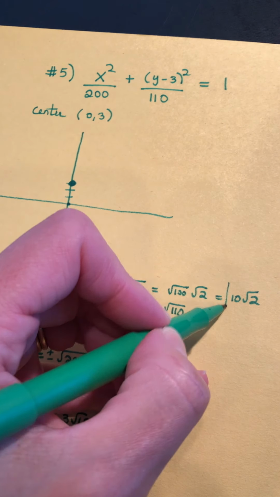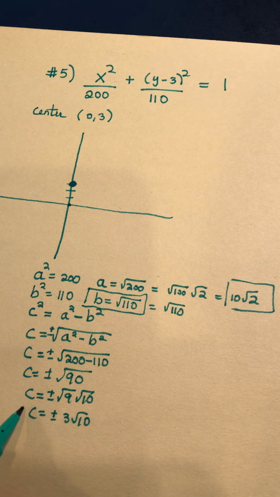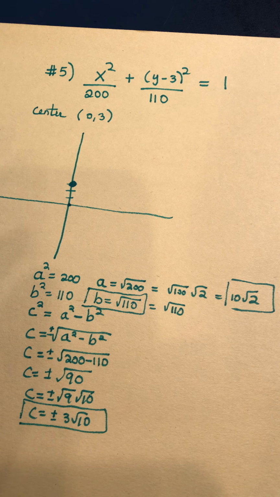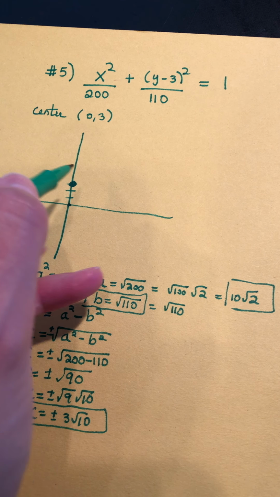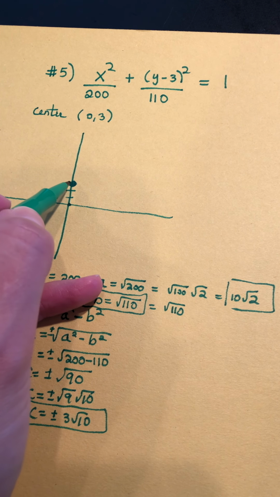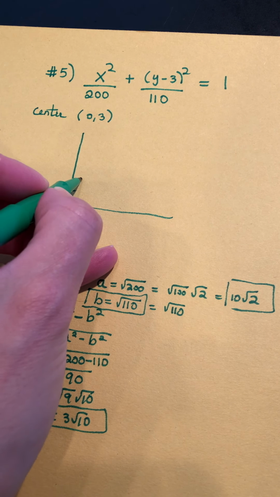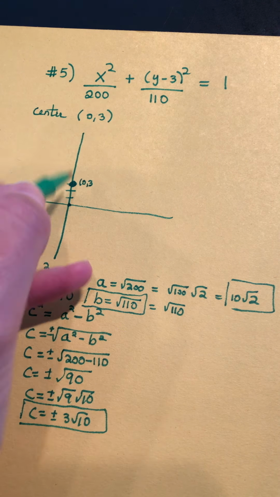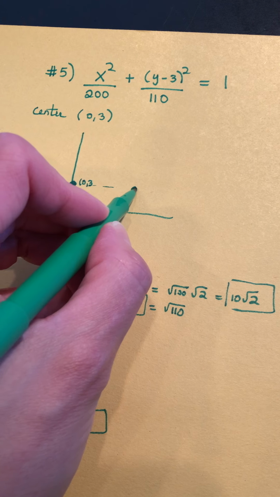So we said that a was 10 root 2, b was the square root of 110, and that c was 3 root 10. Okay, now it's asking us for the vertices. So remember the vertices are on the major axis. This is going to be a horizontal ellipse. So what I need to do is from my center point, I need to go a distance of a, okay? So this point is (0, 3), but a is 10 root 2. So I need to go, I'm not going to draw this to scale, roughly 10 root 2 in this direction, right? So let's pretend that point's here.